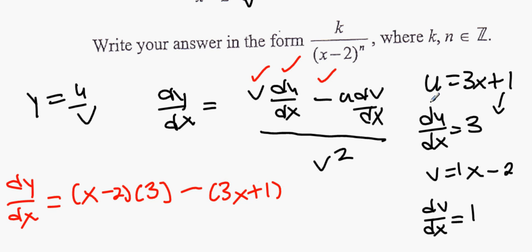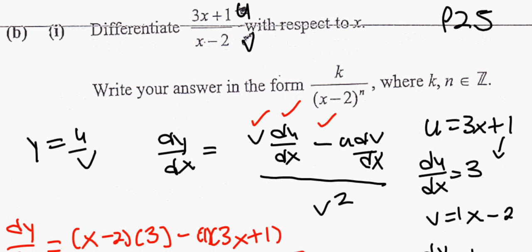Multiply by dv dx, which is 1. Okay. Now, in general, I like to put the number just in front of the bracket here, so I'm going to put the 1 in here instead. I'm allowed to do this because it doesn't matter when you're multiplying which one you multiply with first, okay? And then all over phi squared, which is x minus 2 squared.